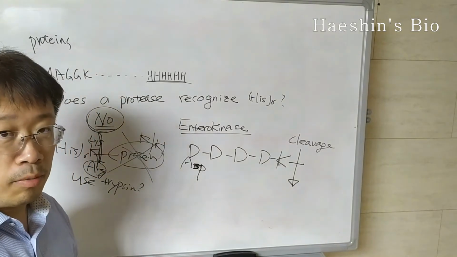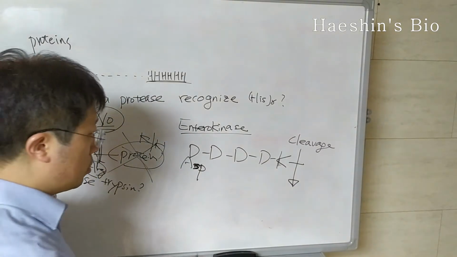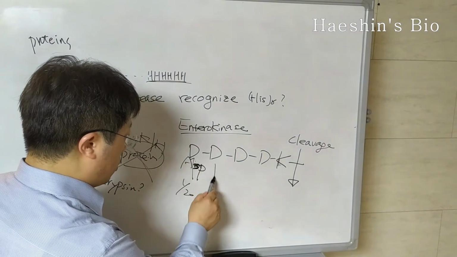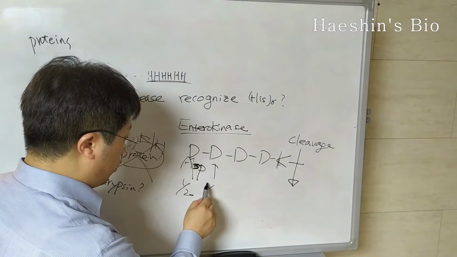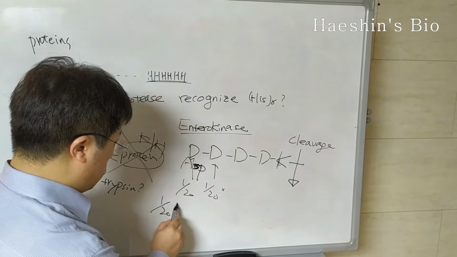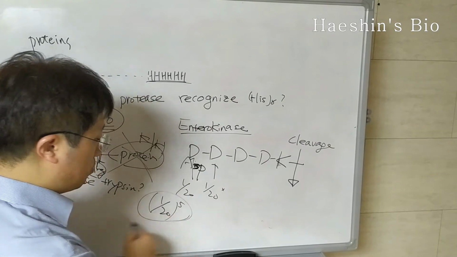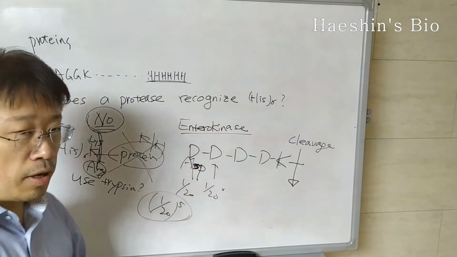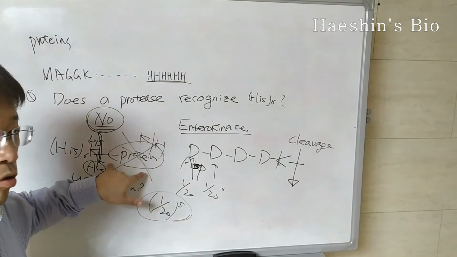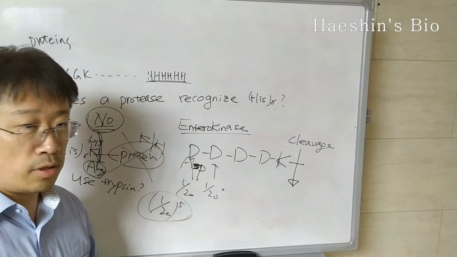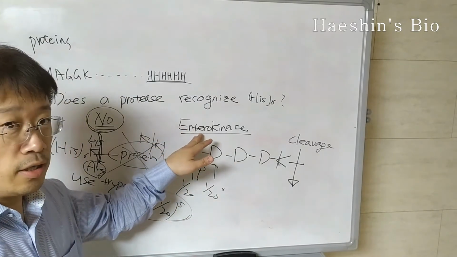What is the probability of this? Coming here, 1 out of 20, because we have 20 different amino acids, and times this to the power of 5. This is the probability of this sequence occurring. So it is nearly impossible for a regular protein to have this DDDDK sequence. That's why people like to use enterokinase.